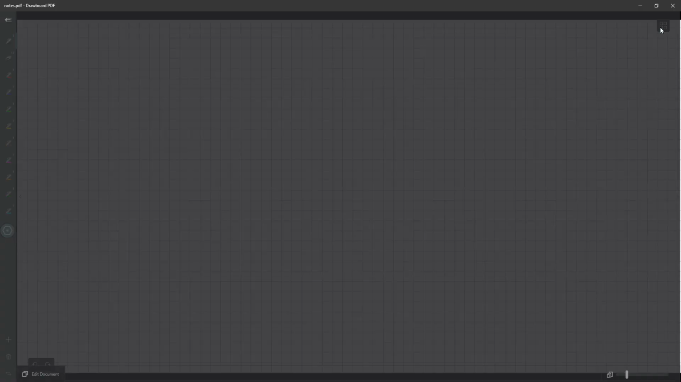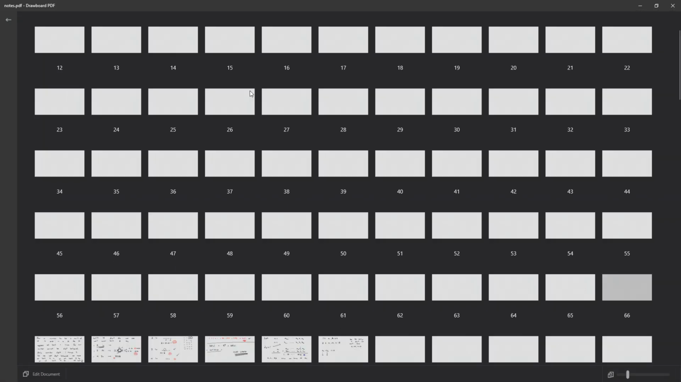Oh, good, it's doing that again. I don't know why Drawboard PDF started doing that a little while ago.